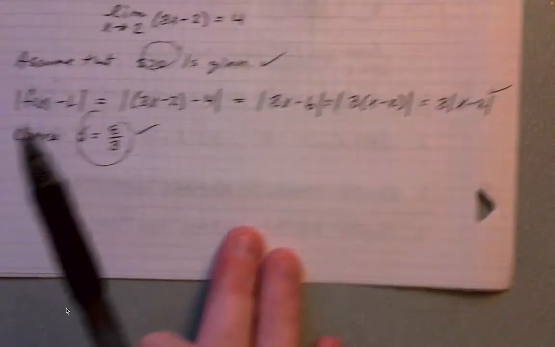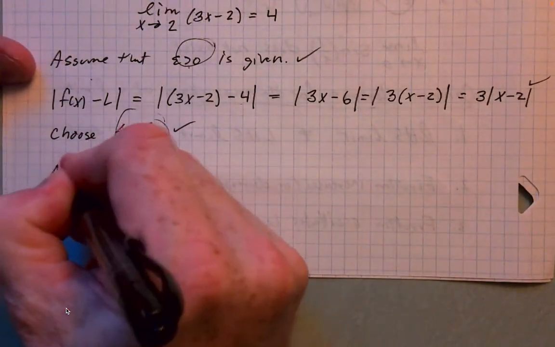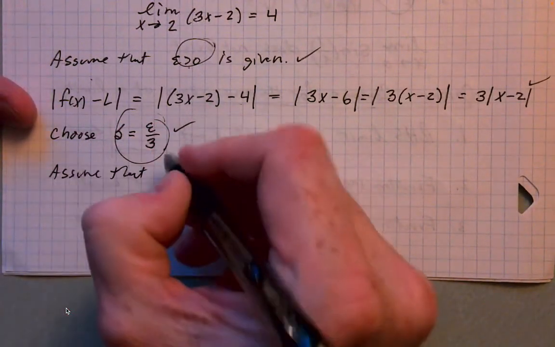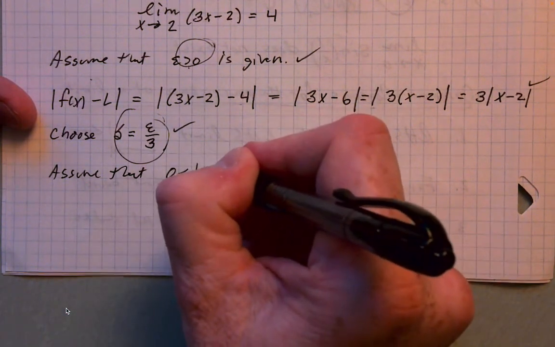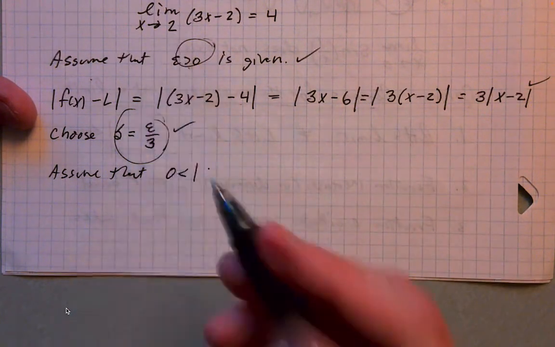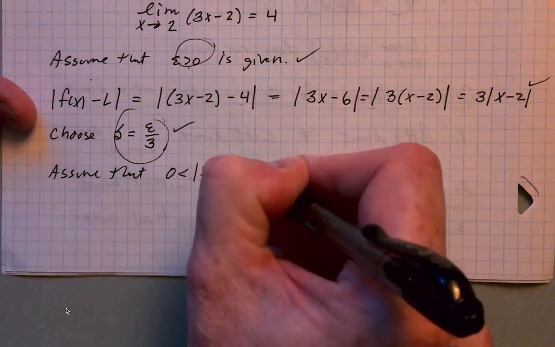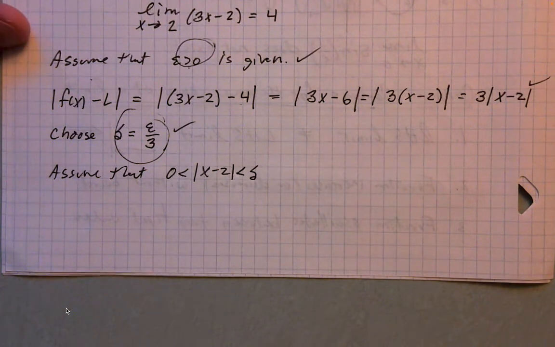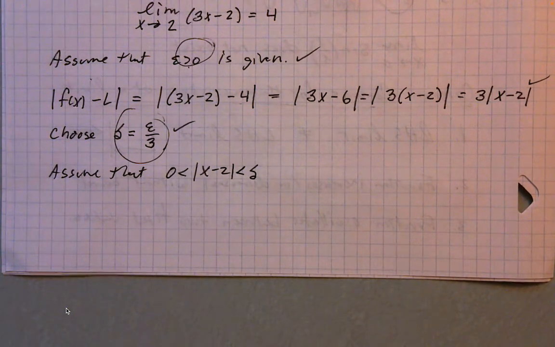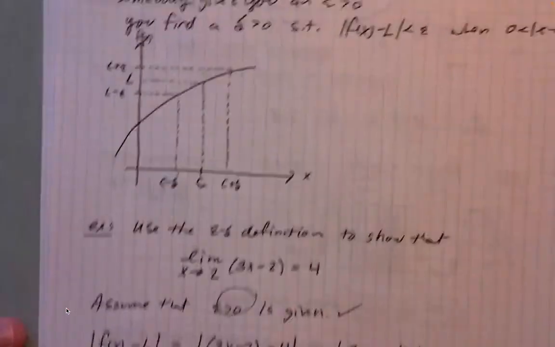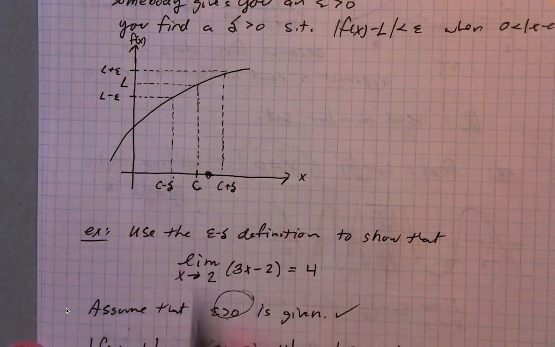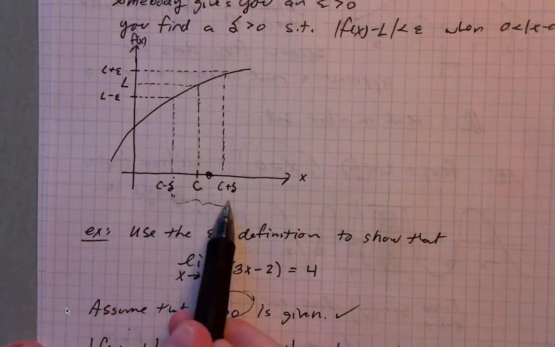So what we would do next is we would say, all right, let's assume that we are within delta distance of C, in this case 2, so the absolute value of x minus 2 is less than delta. Okay. So we're going to assume that. We're assuming we're going to plug in a value into our function that's very, very close to the value of 2, right? It's less than delta away from 2. Remember the picture here. So we're somewhere in here. We're going to plug in a value that's inside this interval.